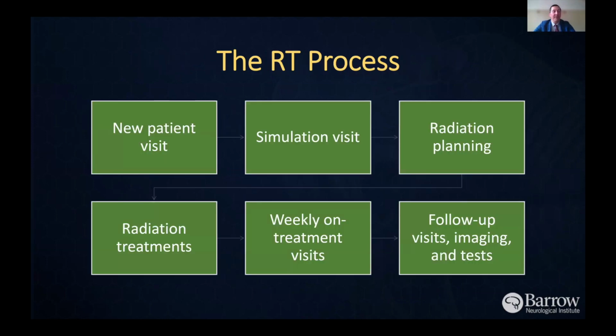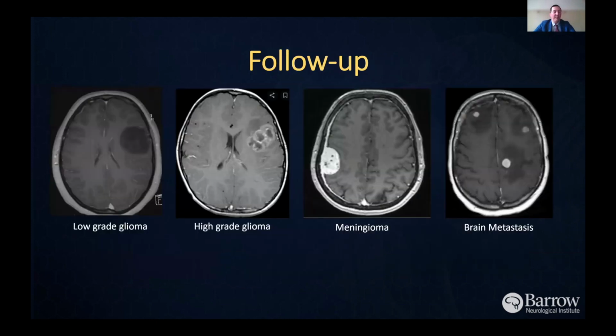And then after the radiation's delivered, we talk about follow-up. An important part of follow-up is imaging. These are images of different types of brain tumors that I treat, just to show different types of brain MRIs that I look at. Obviously, I look at many more tests and images than a brain MRI. It's not the only thing that's important to me, but it's just an example here.